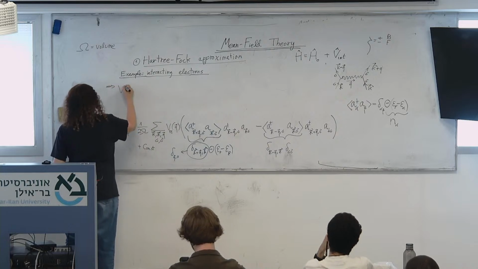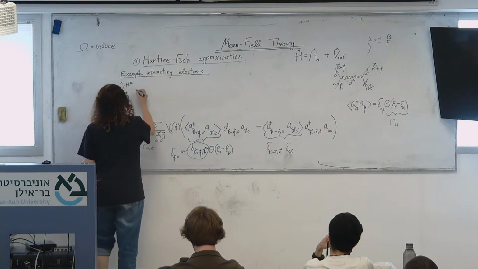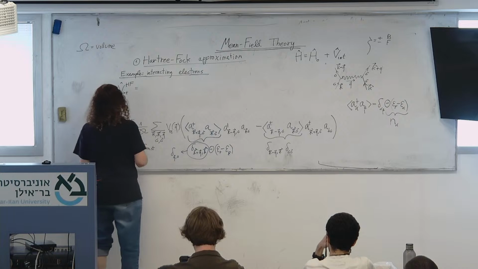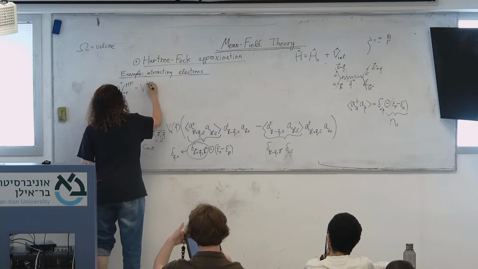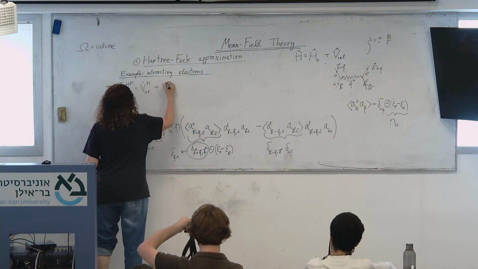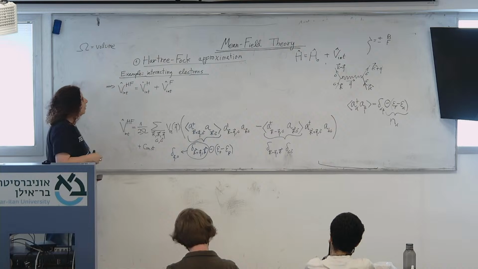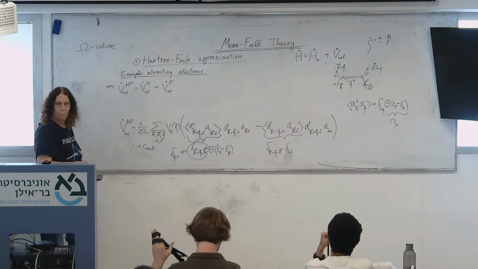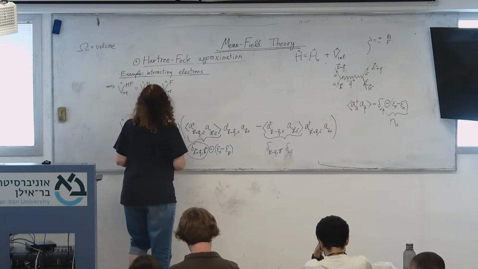And this is what we get. So the Hartree-Fock approximation of interaction becomes, let me write it like this: Hartree plus Fock. And I'm writing them each one by one, okay? Let's first write the Hartree part.